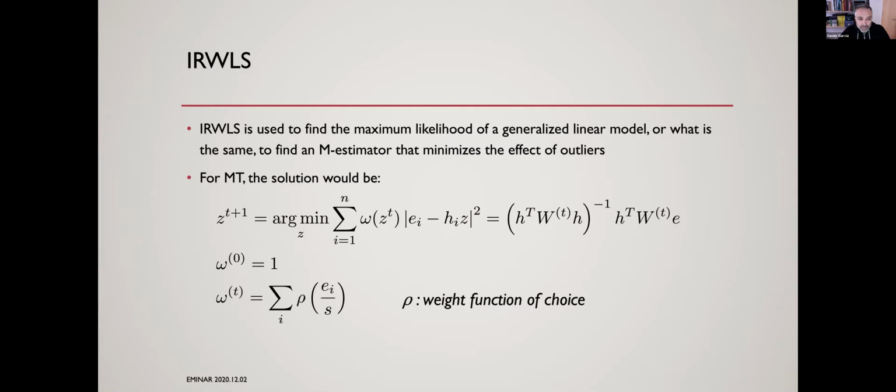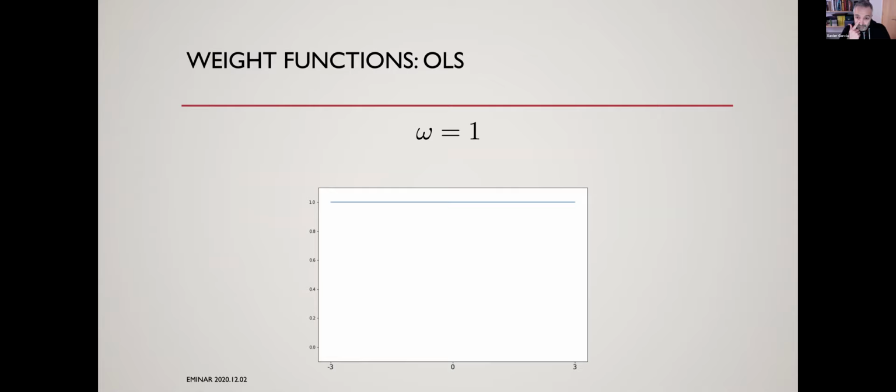For MT, the solution would be, for any step t+1, the top equation, and on the right side we have the matrix expression. Remember, in this case, I call the weights capital W. For the initial step, the weights always start at one, and as we go iterating, we use this formula in which rho is the weight function that we choose. Now I'm going to talk about these weight functions, and only about three, probably the ones most used in MT.